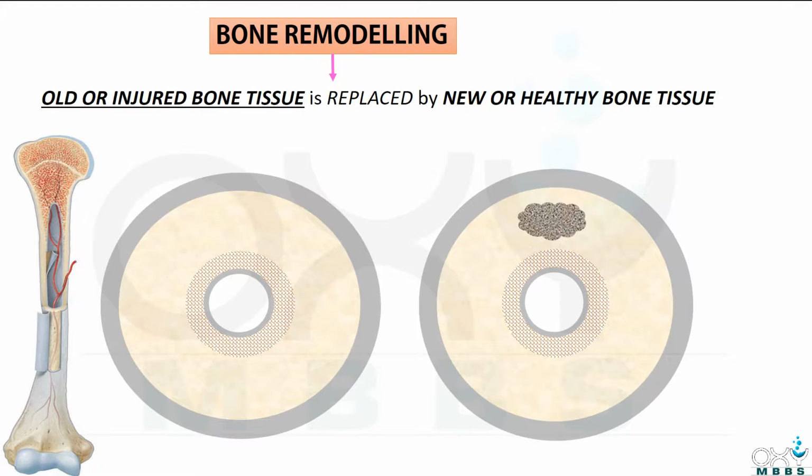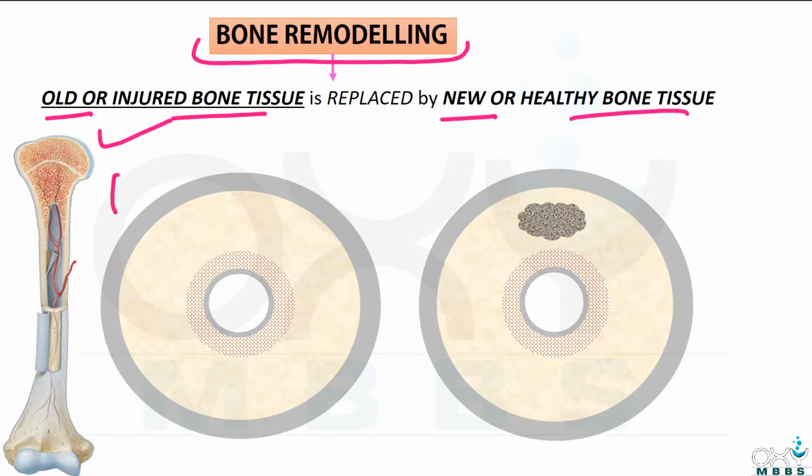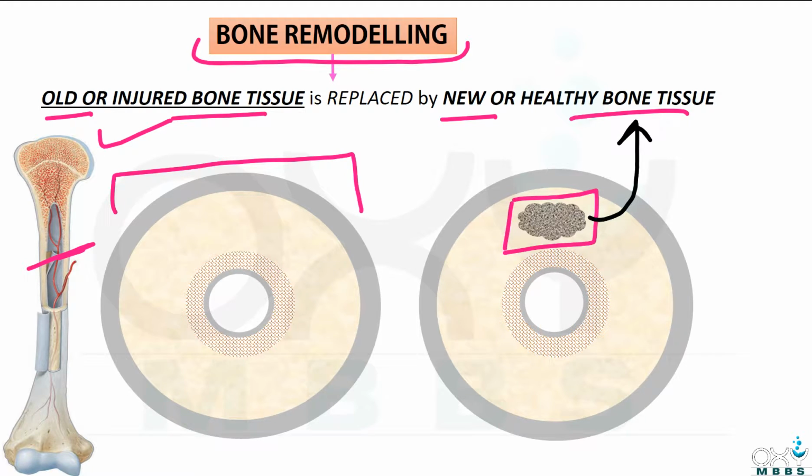Now friends, let's talk about bone remodeling. It is a process in which old or injured bone tissue is replaced by new or healthy bone tissue. As this is a bone and this is the cross section of the bone taken like this, let's suppose this part of the bone is either old or damaged. So this part of the bone needs to be replaced by new or healthy bone tissue.